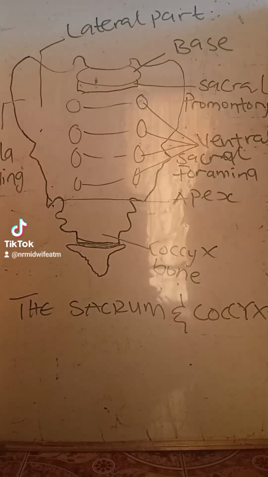Now, beginning with the sacrum, okay? The sacrum is actually a wedge-shaped bone that is found between the two innominate bones. It actually forms the posterior part of the whole pelvis itself.